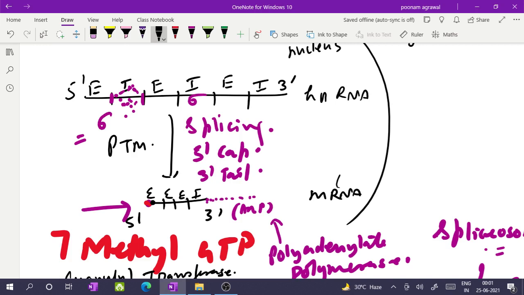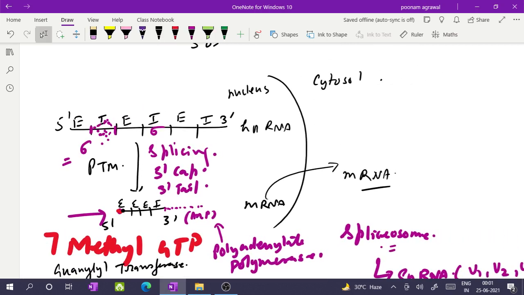This kind of modified mRNA then moves out, and the poly A tail helps in moving out this mRNA to the cytosol, and once in the cytosol, this mRNA undergoes translation. So this is the modification of hnRNA, which is actually preparing the messenger RNA that is going to go to the cytosol and enter the process of translation. So you must know that, and of course it is purely a eukaryotic process.